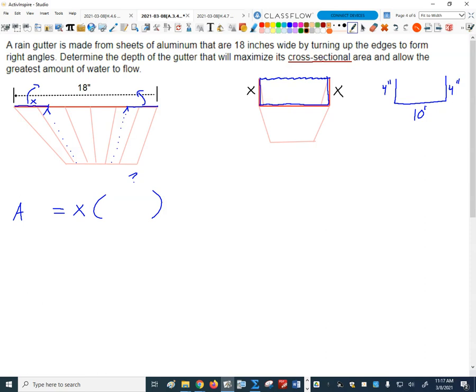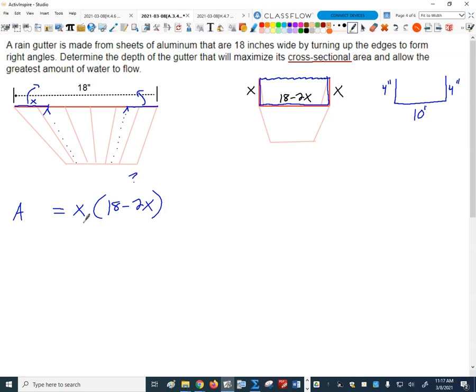Okay. I see a correct answer up there. Can anybody identify what it is in the chat? There we go. Yeah, it's 18 minus 2x, isn't it? Because I've got to subtract that x and that x from my total of 18. Okay, good. So then I know that my area is going to be x times 18 minus 2x. That's my cross-sectional area, isn't it?